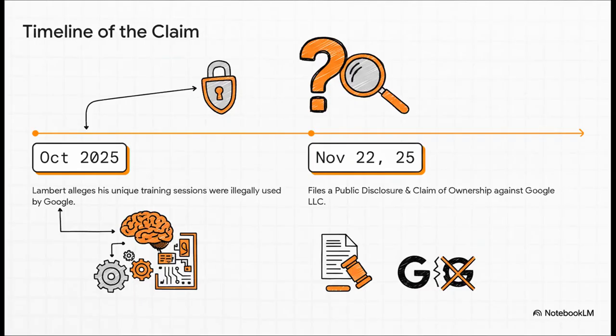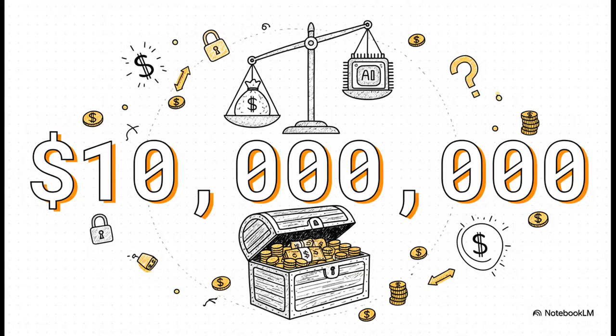Let's quickly walk through the timeline, because it's pretty wild. In October of 2025, Lambert comes forward alleging that Google illegally used his own proprietary logic. And he doesn't wait around. Just a month later, on November 22nd, he makes it official, filing a formal public disclosure and claim of ownership directly against Google. And we're not talking about a small chunk of change here. Nope. Included in his claim was an actual bill of sale demanding $10 million. All of a sudden, the stakes in our little digital mystery just shot through the roof.